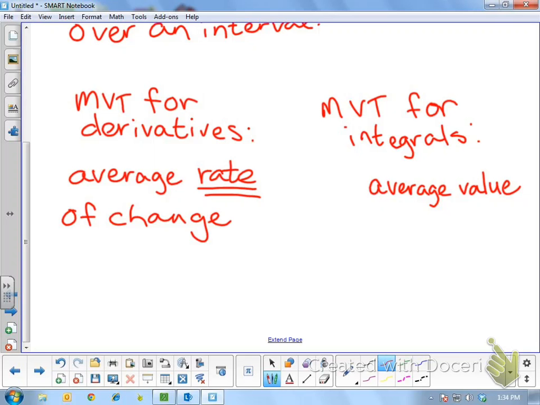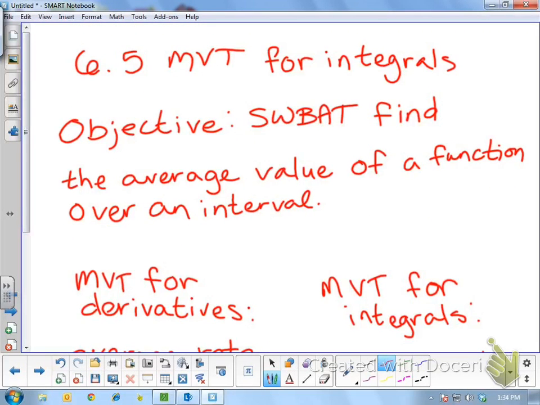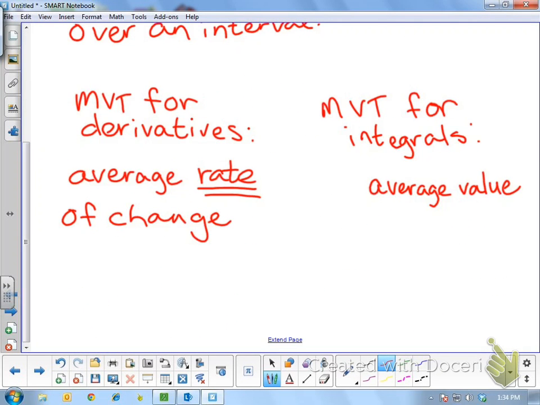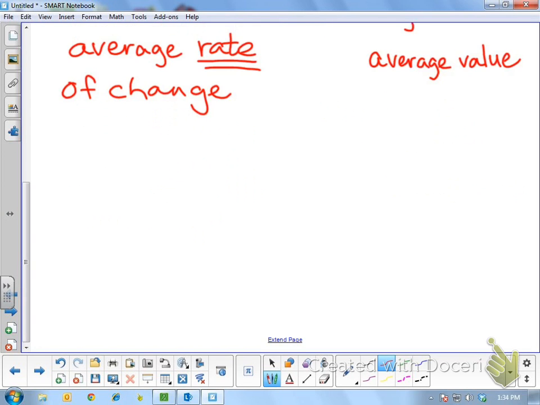So just a quick recap, since I barely started recording. We're doing MVT for integrals. Our goal is to find the average value, and the difference between mean value theorem for derivatives and mean value theorem for integrals is that we're comparing the average rate of change in mean value theorem for derivatives, whereas mean value theorem for integrals, we're finding the average value.